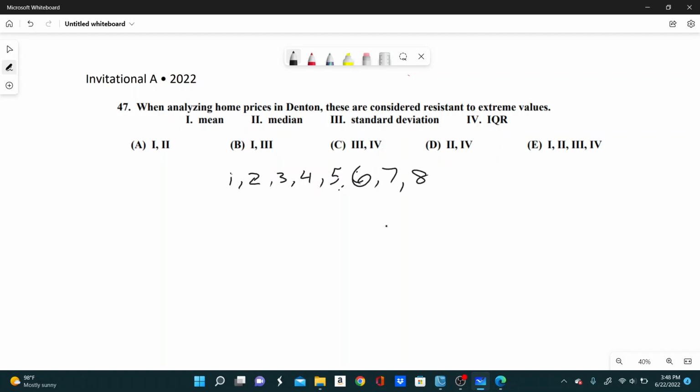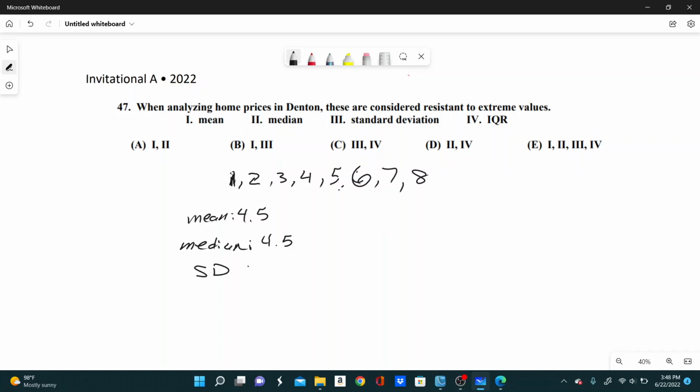6, 7, 8. Okay, so if we just have this set, the mean is just going to be the average. So if you add all the numbers 1 through 8, you're going to get 36. And then divided by 8, that's 4.5. The median is going to be the number in the middle. Our two numbers in the middle are 4 and 5, and the number in between these is also going to be 4.5.